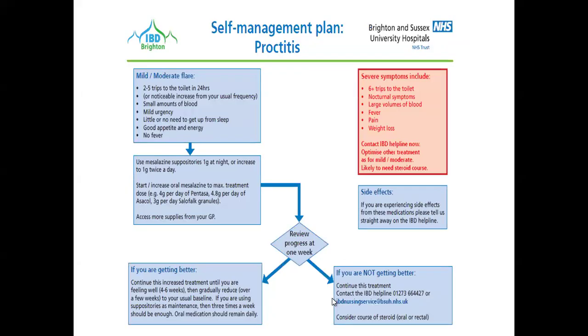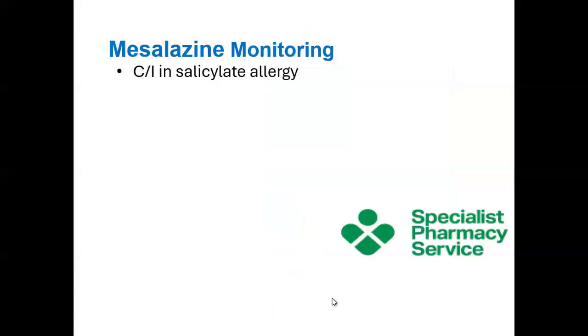And then again, this is just an example from our trust, but we have a self-management plan for our patients. So we say, if you're doing really well, but then suddenly your symptoms worsen, what you can do is self-escalate. So if you were on Octasa 2.4 grams a day, for example, and you start getting all these symptoms, please do just increase your mesalazine up to 4.8, take it for 6 to 8 weeks. And then once you're feeling better and you've taken it for that length of time, 6 to 8 weeks, you can reduce down. And if there's any problems, do contact the helpline. So this is what we call a self-management plan.